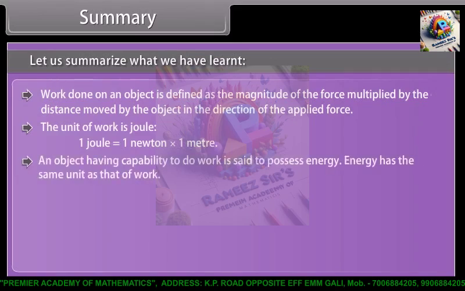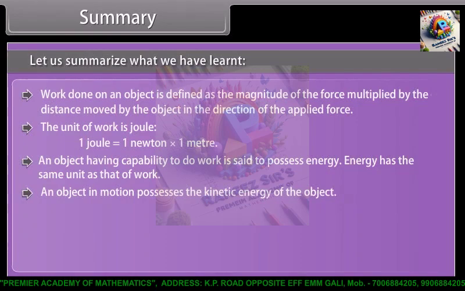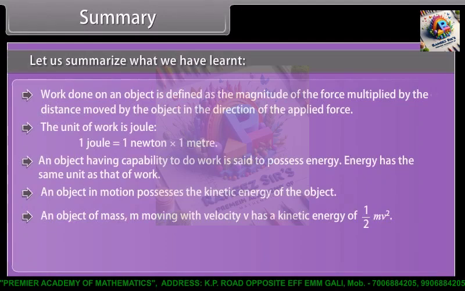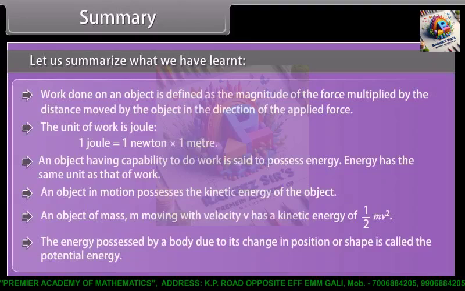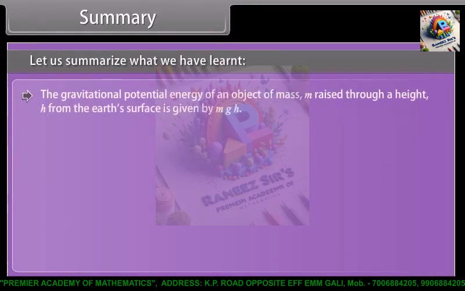An object having capability to do work is said to possess energy. Energy has the same unit as that of work. An object in motion possesses the kinetic energy. An object of mass m moving with velocity v has a kinetic energy of 1/2 mv square. The energy possessed by a body due to its change in position or shape is called the potential energy. The gravitational potential energy of an object of mass m raised through a height h from the Earth's surface is given by mgh.